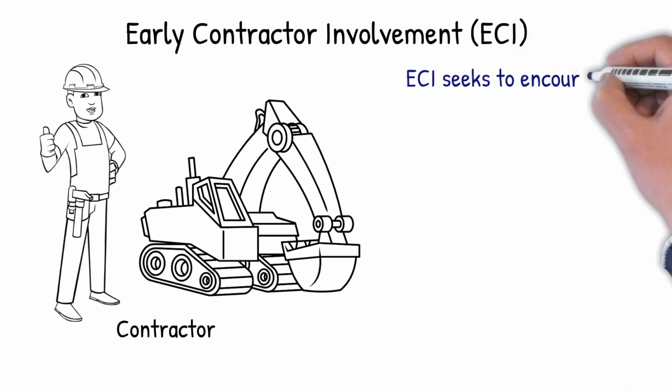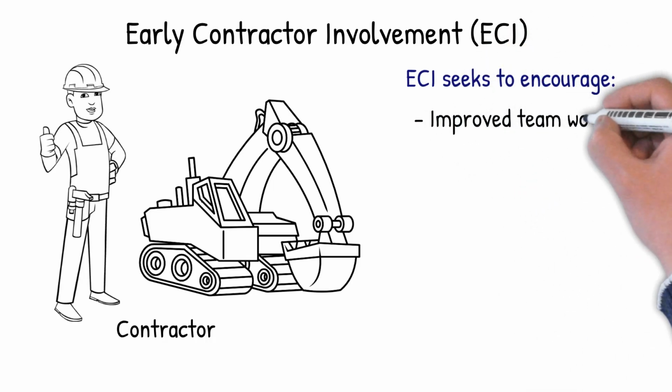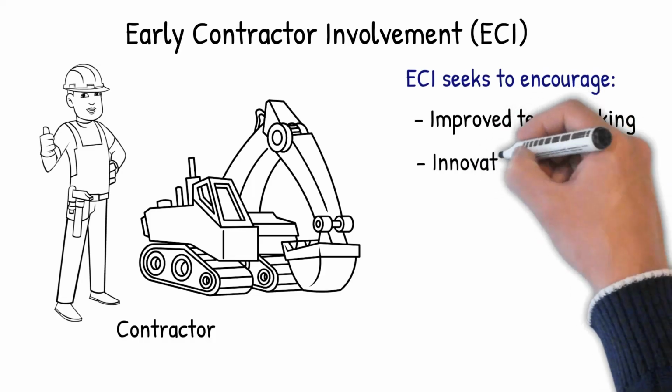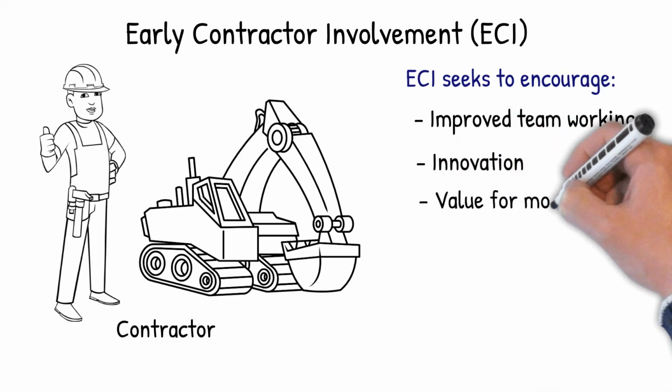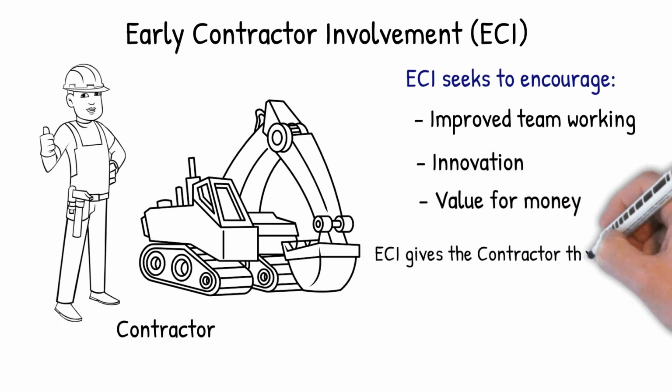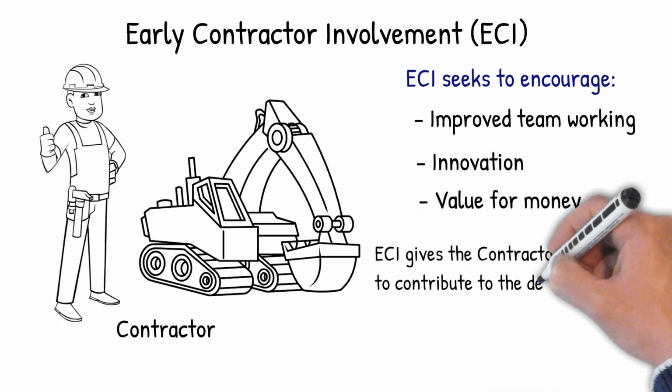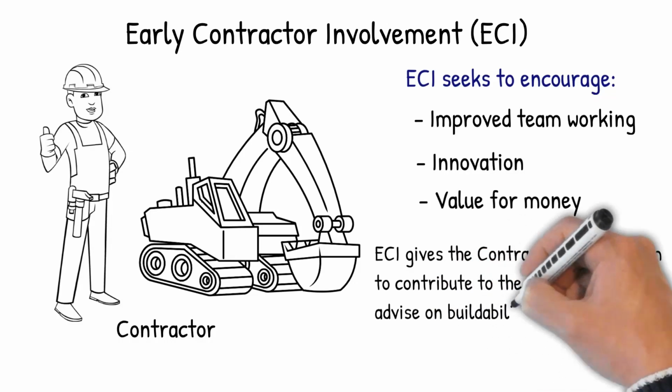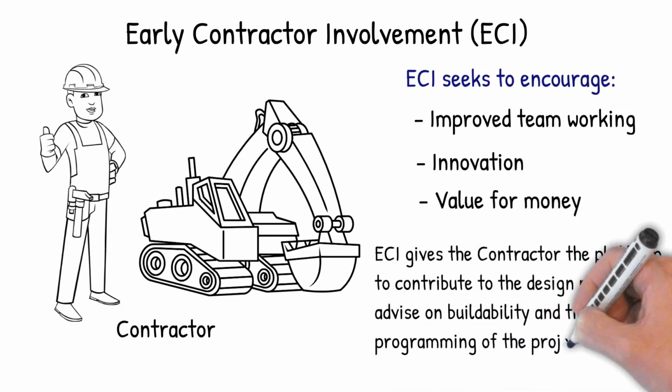ECI seeks to encourage improved team working, innovation, and value for money, by involving an integrated contractor and design team, commonly under an incentivised two-stage contract. The contractor is given the platform to contribute to the design process, and advise on buildability and the programming.